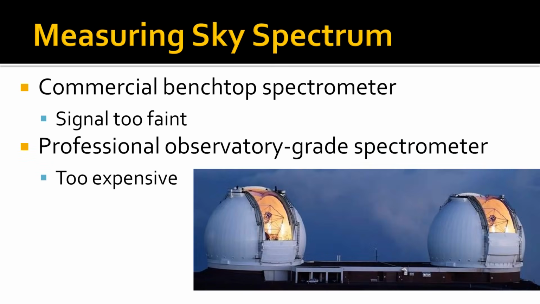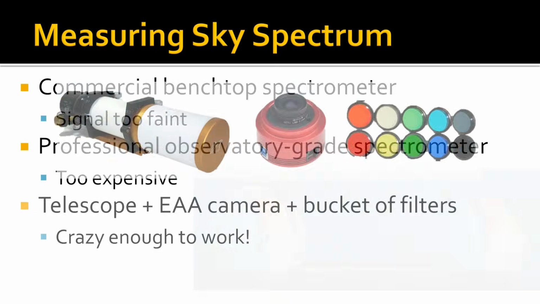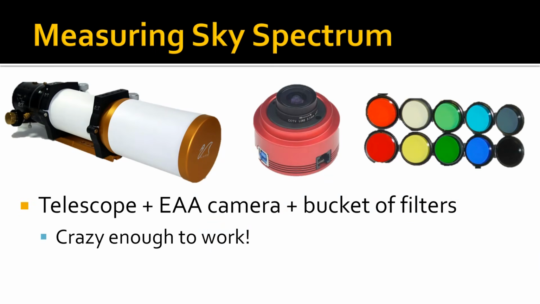The prospect of using a spectrometer suited to measuring astronomical targets was simply out of the question, due to them being way too expensive. Fortunately, I came across a technical paper where the researcher used a telescope combined with a camera and a series of filters to measure a spectrum. I have all of those things. This is an idea just crazy enough to work.